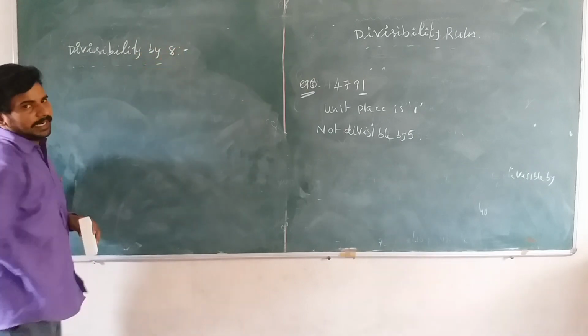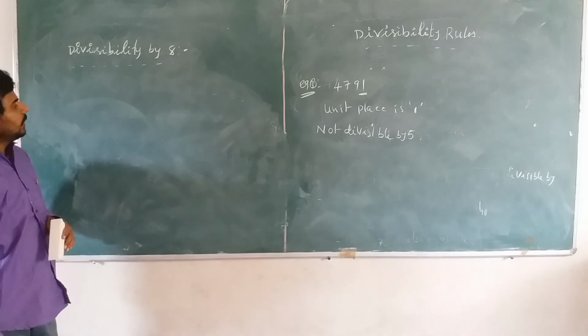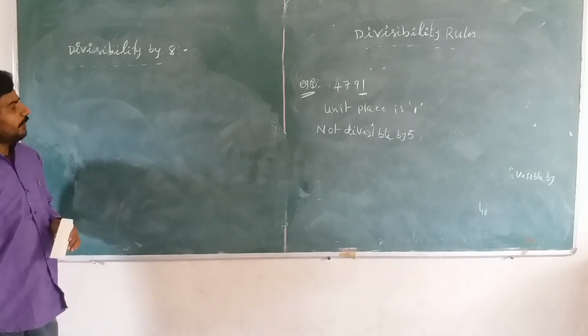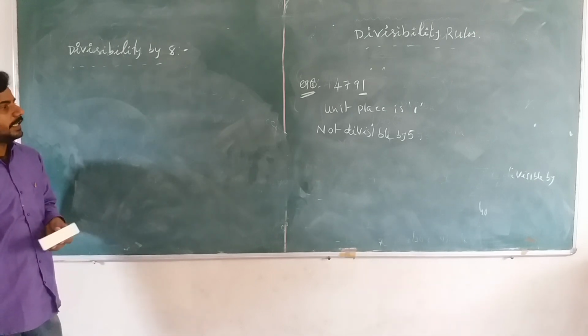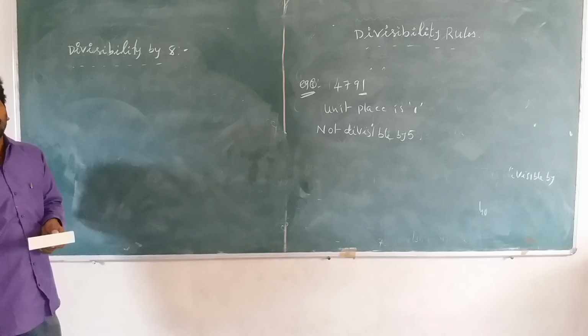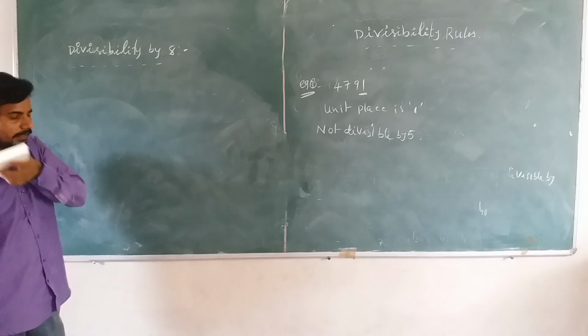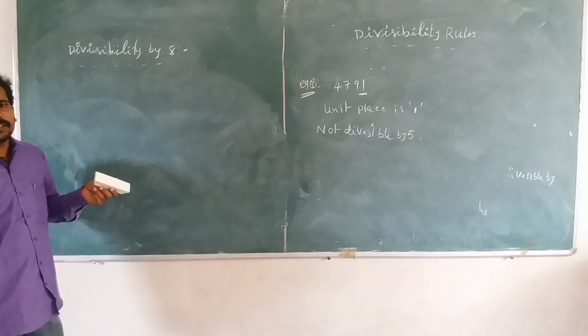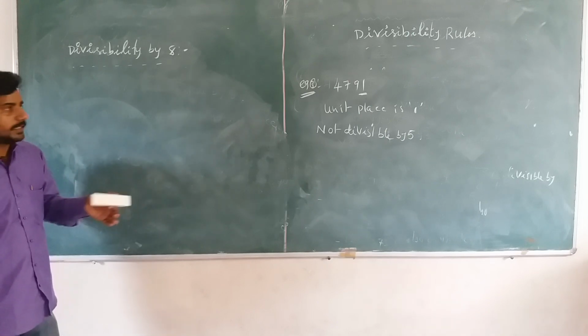Divisibility by 8. A number is divisible by 8 if the number formed by its last 3 digits is divisible by 8. What do last 3 digits mean? The ones place digit, the tens place digit, and the hundreds place digit.